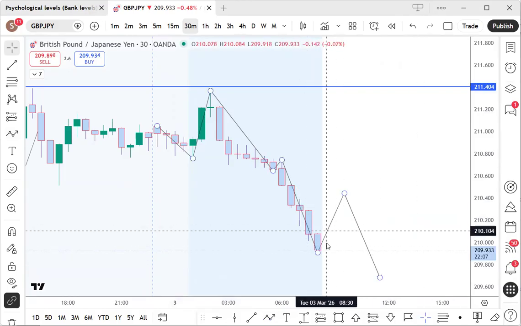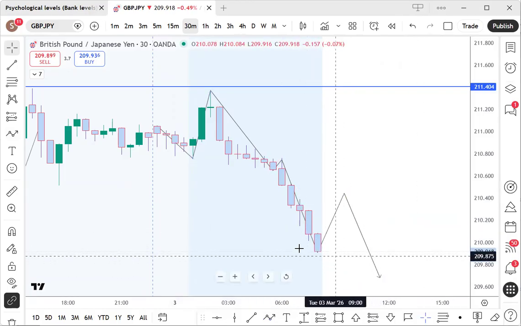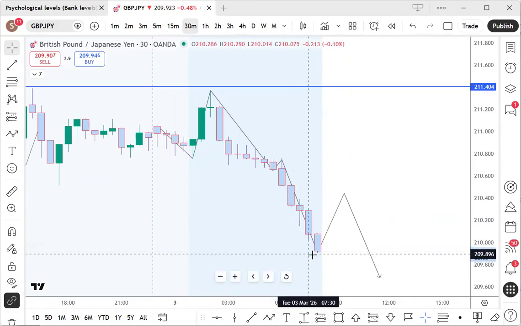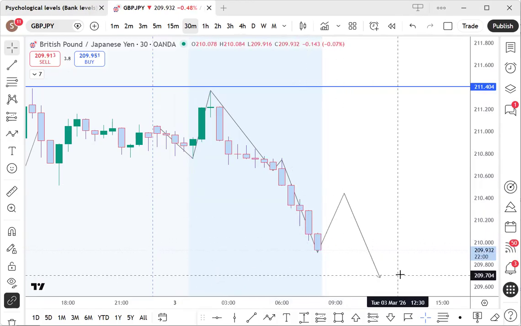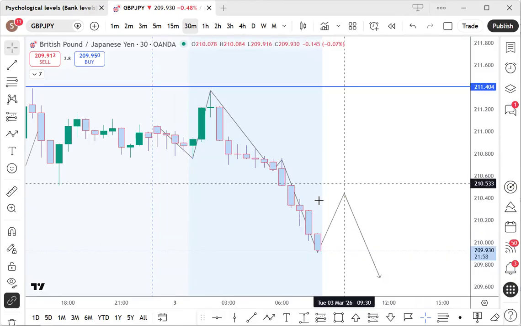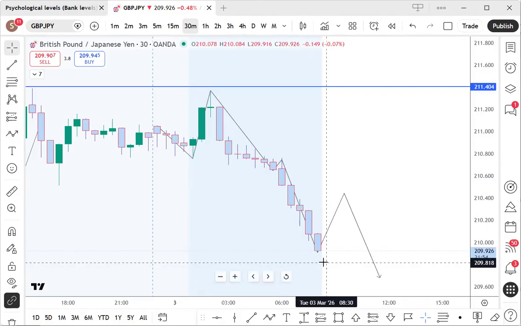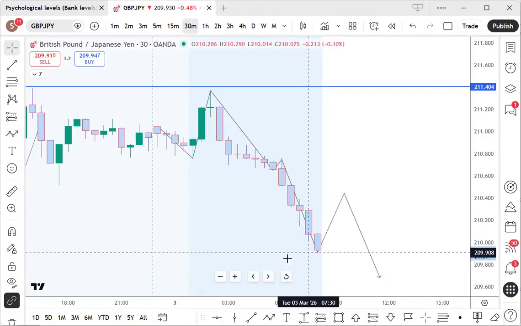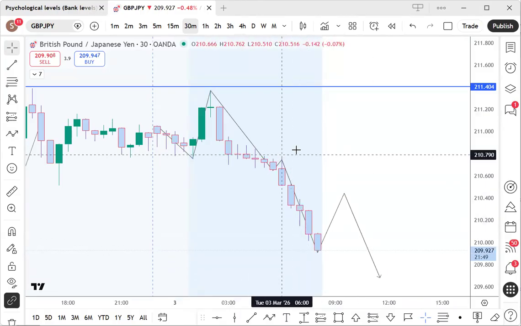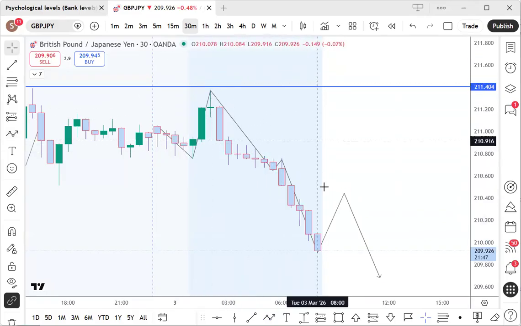Would it be okay to enter here? No, it's not okay to enter. We don't want to enter at the lows. We want it to pull back and then we enter on that pullback. It's usually better to enter on the pullback, except if you just want to risk it and say, okay, I'm just going to enter here and put my stop loss maybe somewhere there or up there, right?